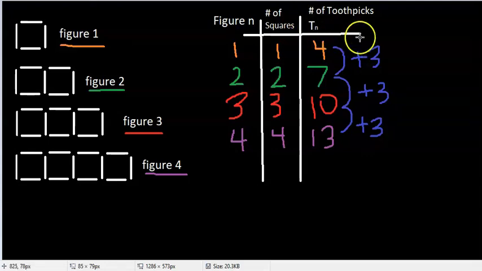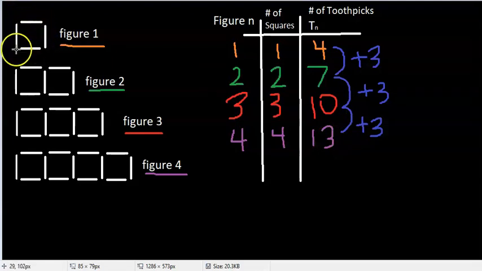So let's go ahead and try to see how these 3 toothpicks are added on each figure. As we increase from Figure 1 to 2, 3 toothpicks are added. As the figure increases from 2 to 3 squares, another 3 toothpicks are added. And as Figure 3 passes from 3 squares to 4 squares, another 3 toothpicks are added. Let's see if we can observe this pattern in our figures.